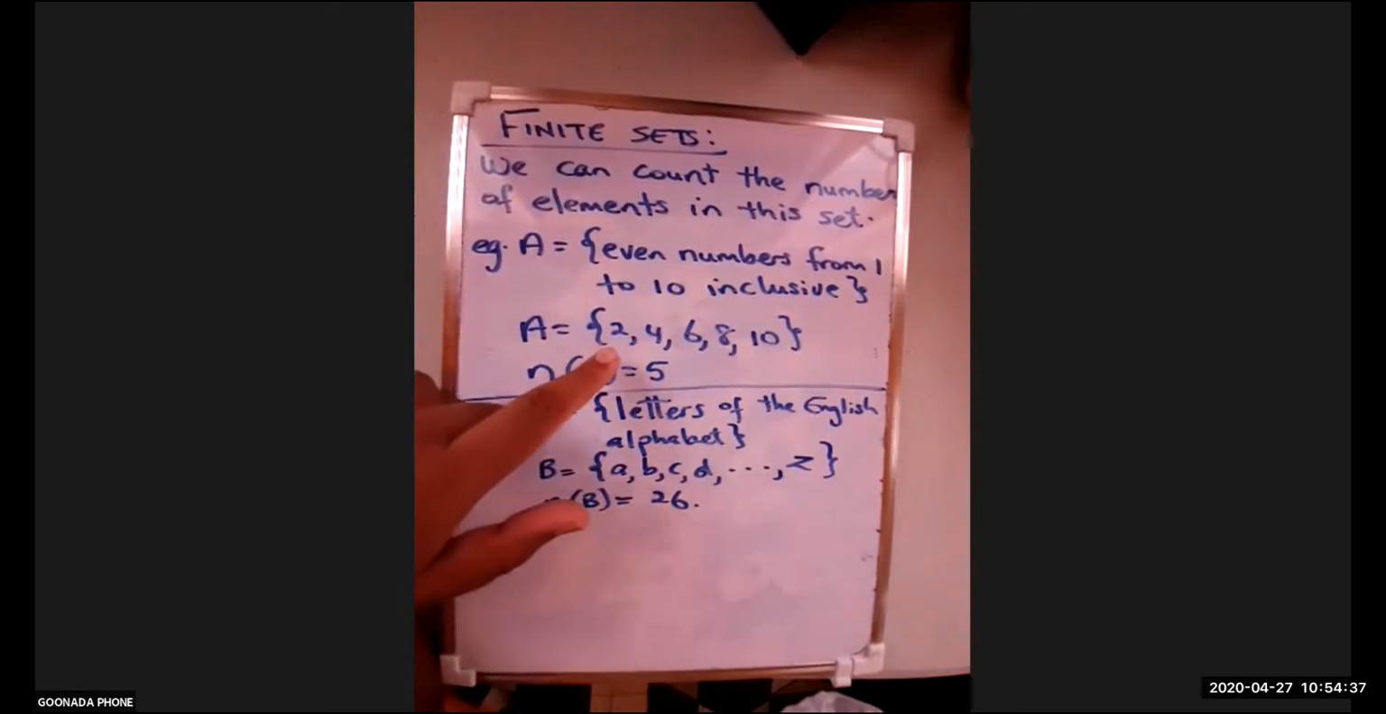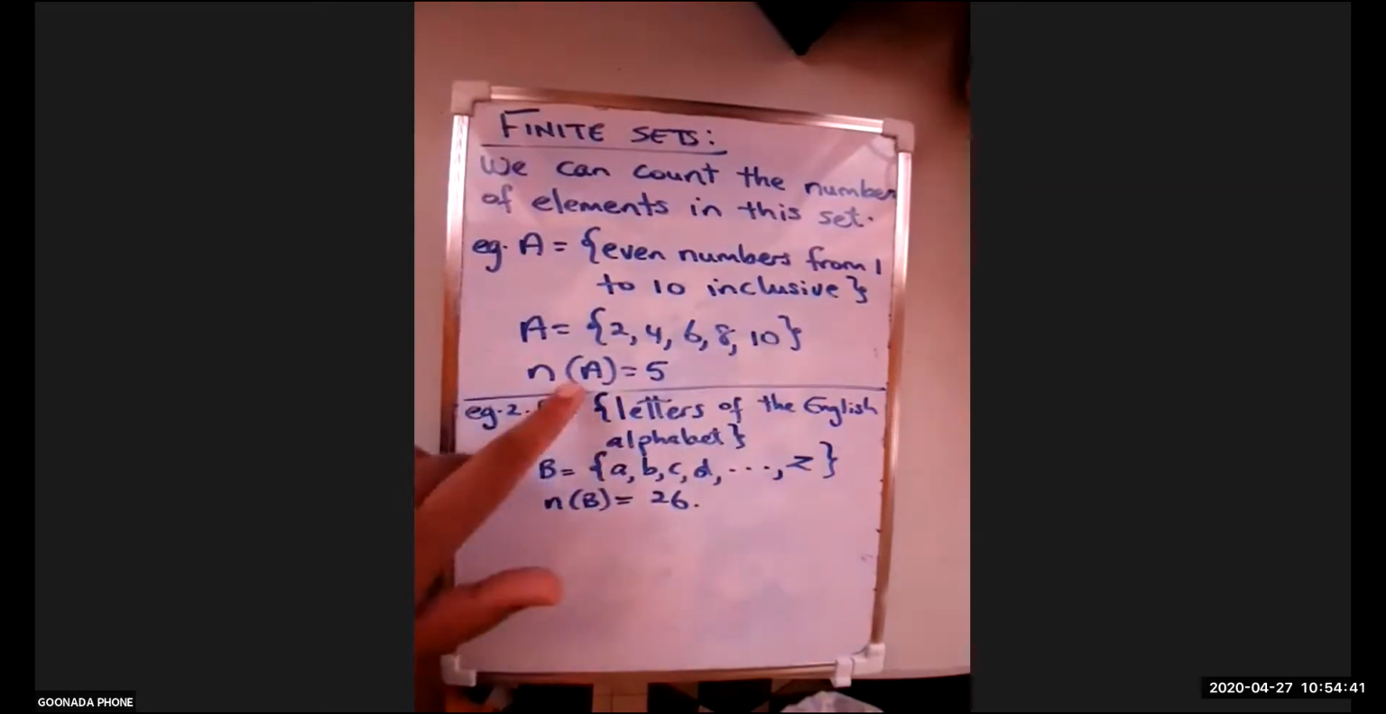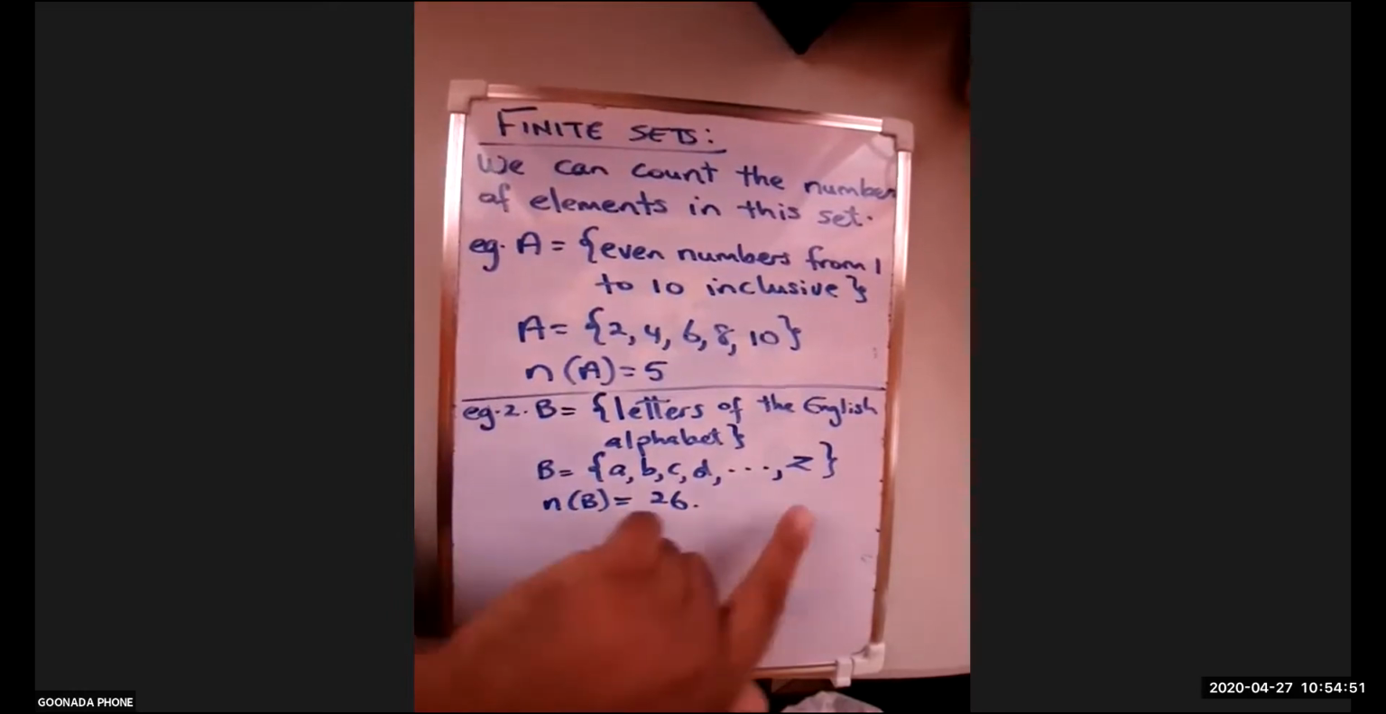So let's count the number of elements now. 2, 4, 6, 8, 10. 1, 2, 3, 4, 5. So the number of elements in A is 5. We can actually count this. Let's look at example 2. Letters of the English alphabet. So we have A, B, C, D. Of course, you can list all of them until Z.